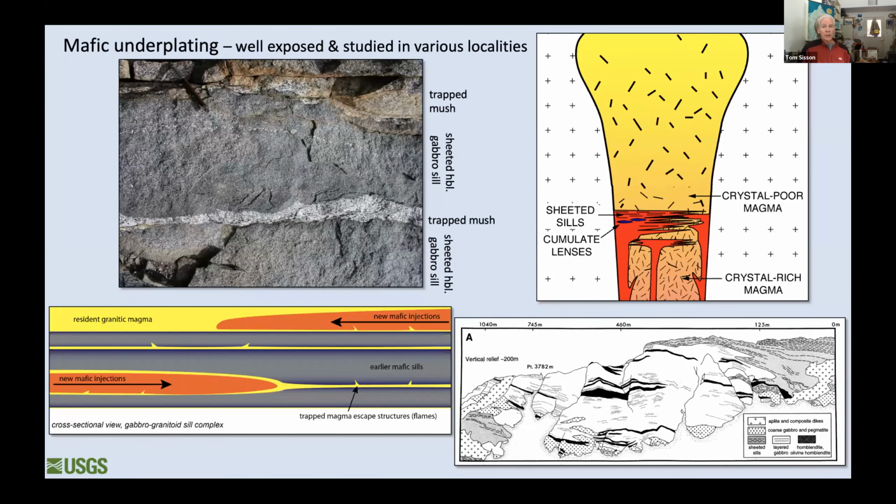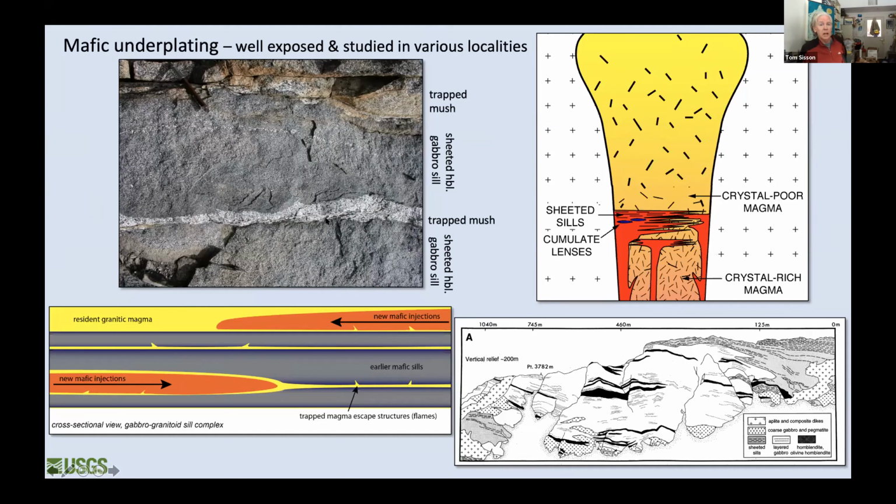Now, there are a number of localities where people have recognized exposed mafic underplating. And what one characteristically sees are sheeted sill complexes. So this is a photograph of a single hornblende gabbro sill. There's a pencil here for scale. It's finer grained at its margins, and characteristically, these are separated by little septa of trapped mush. This is another hornblende gabbro sill here.